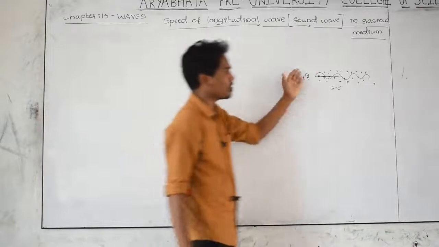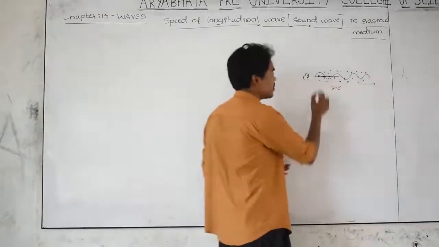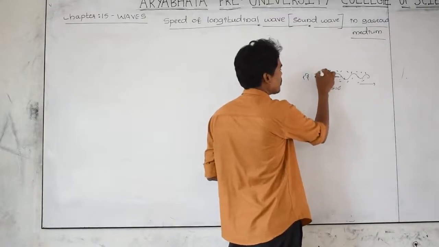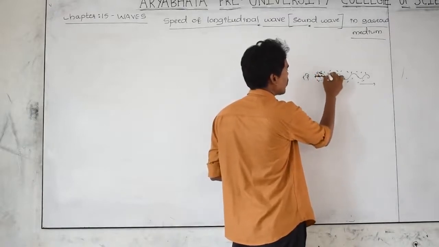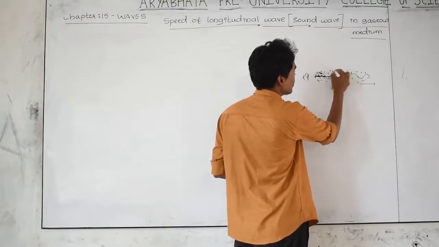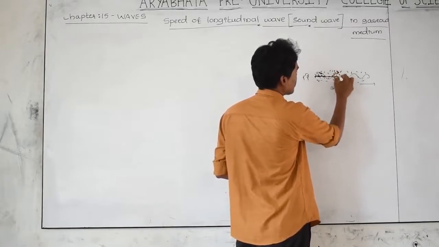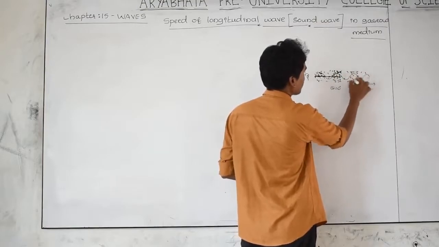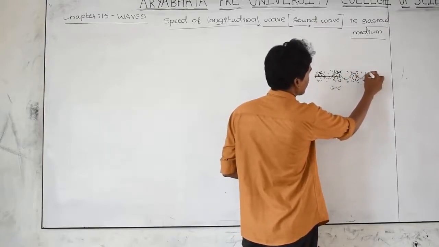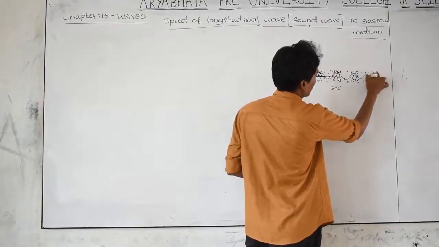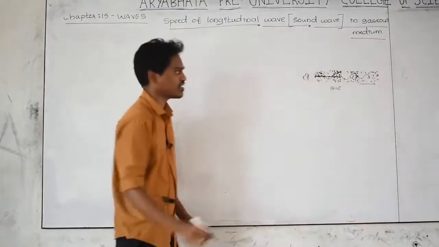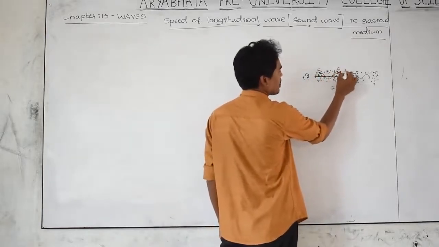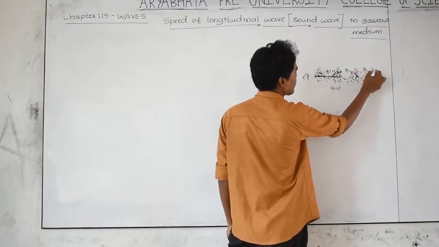How the air particles are moving: in some regions they create more pressure, in some regions low pressure, then again high pressure and again low pressure. Like this, the air particles are moving in the forward direction. You know very well, these are called compression, rarefaction, compression, rarefaction, compression.